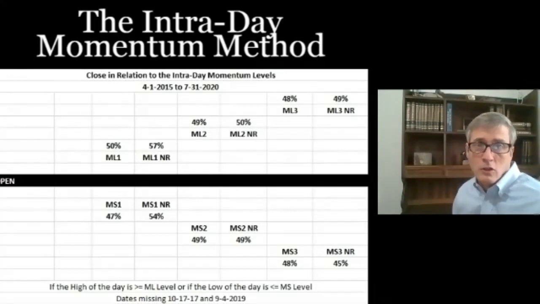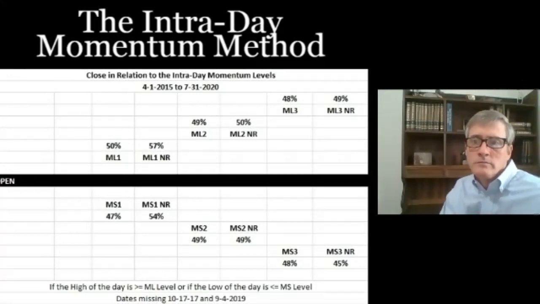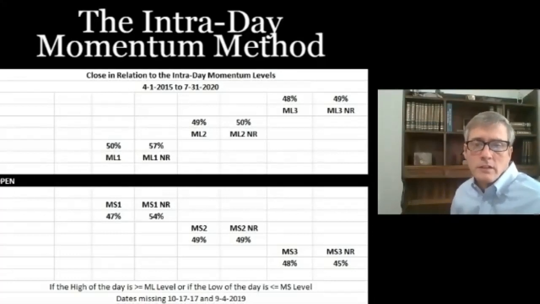as a long. As you can see here, if we reach the ML2 levels, same thing, the probabilities didn't really change all that much. And the ML3 and the MS3, the probabilities are still relatively high with those extended levels. If they were met, then the probability was 49 to 50% on the upside and 48 and 49% on the downside.